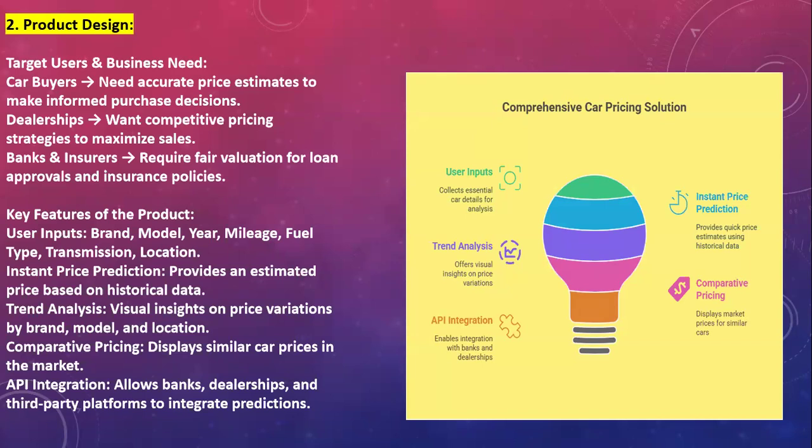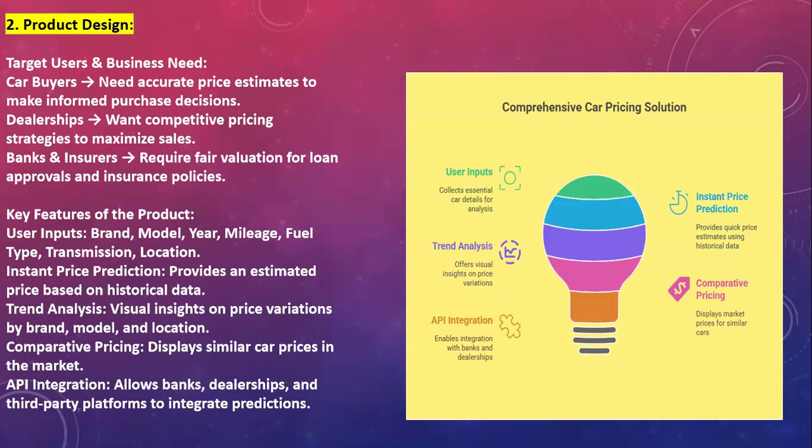And here we have mentioned some key features of the product while designing the ML model. First, user inputs. In our use case: what is the brand of the car? What is the model of the car? In which year was it manufactured? Then how much mileage it has, fuel type, transmission, and location. These are the user inputs we are taking as key features of the product.